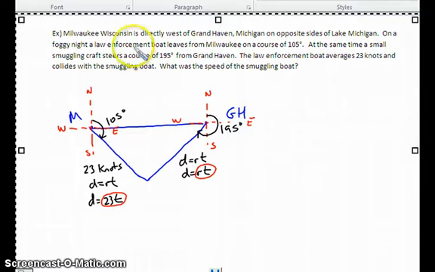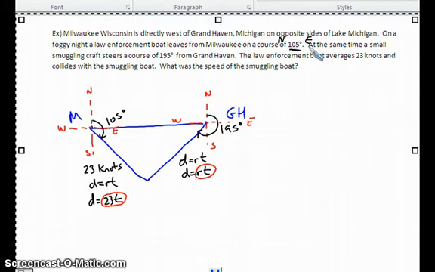so I could put the angles that I have here into the problem. It says, on a foggy night, a law enforcement boat leaves from Milwaukee, on a course of 105 degrees. So there is no directional bearing with that. Whenever there is no directional bearing, it's assumed that we're going from the north line and we're heading just like we would around the hands of a clock, so in this case we'd be heading towards the east line.